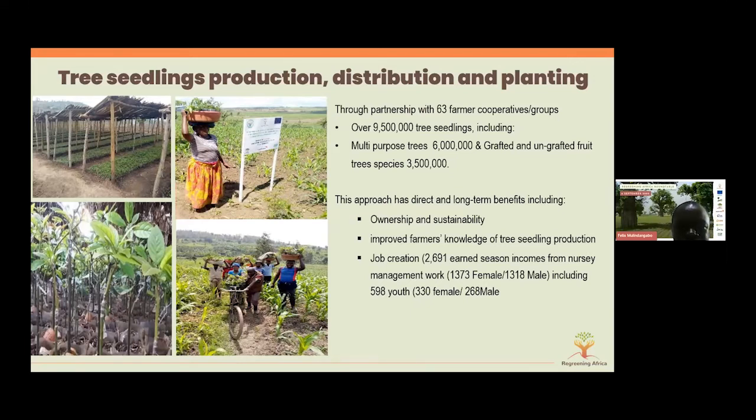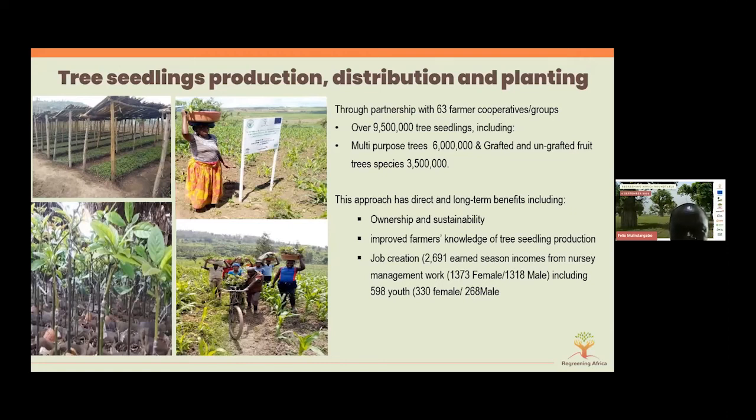Tree seedling production, distribution and planting has been one of the best practices implemented by Regreening Africa in Rwanda over the last 4 years. The practice is implemented through partnership with 63 farmer cooperatives or groups, because some of the groups are not legally registered by the National Cooperative Agency, but still they perform well as farmers have come together with one purpose.